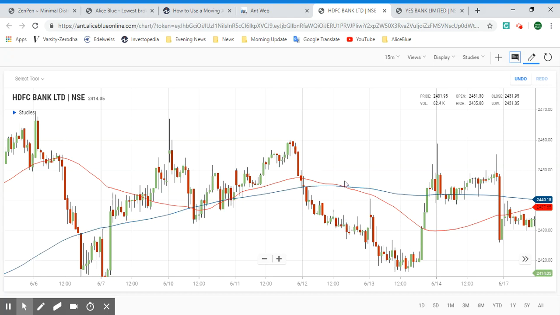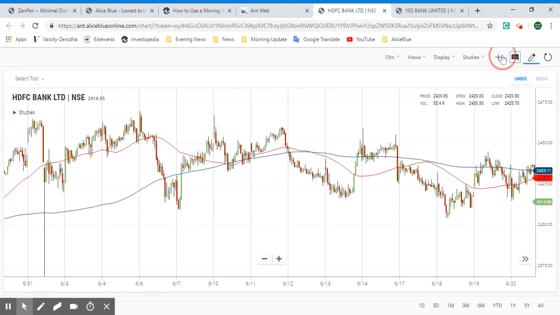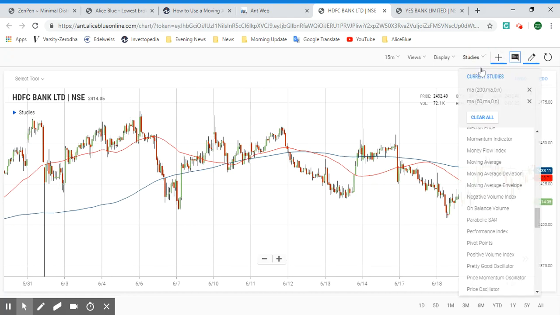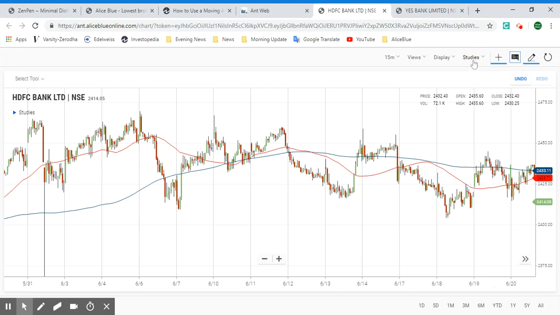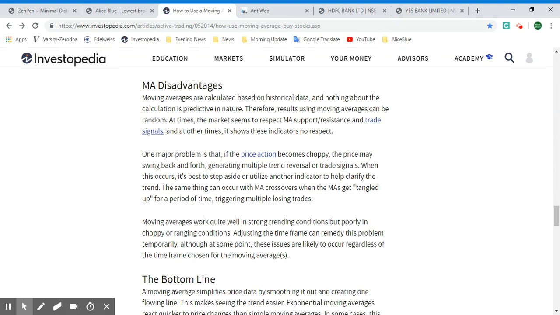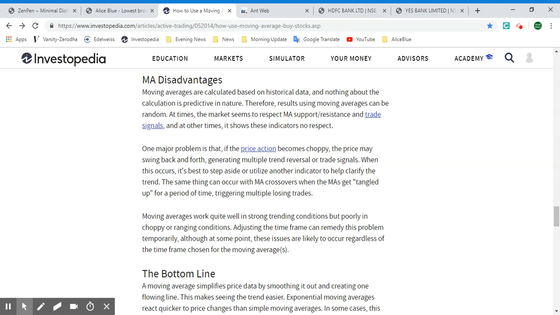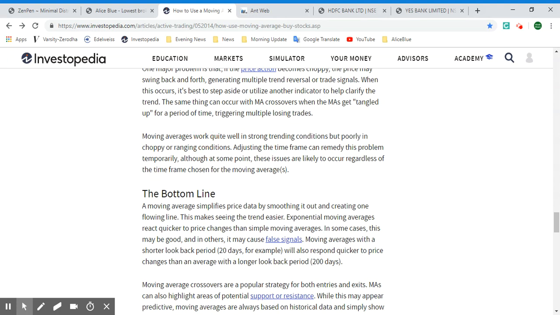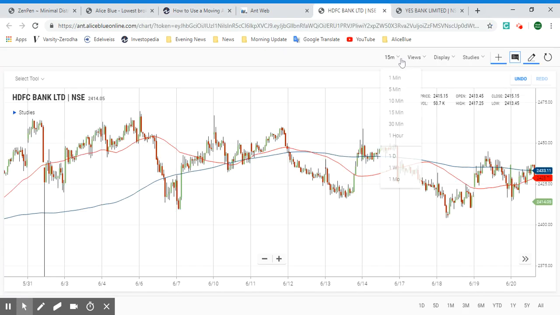So, when it looks like that, you can use another indicator on top of this using these studies, something to help support and make you understand the trend a lot better. And you can use that to give you better signals or clarify the trend. So you can even adjust the time frame to give you a better idea.